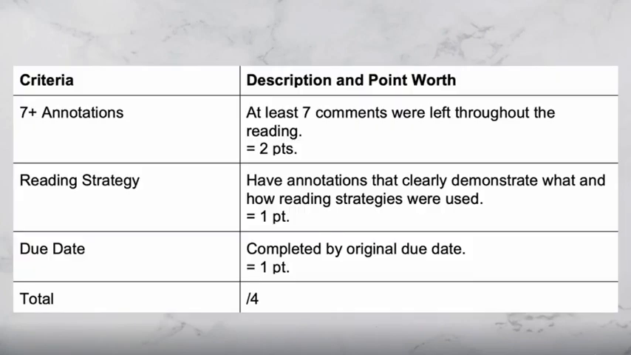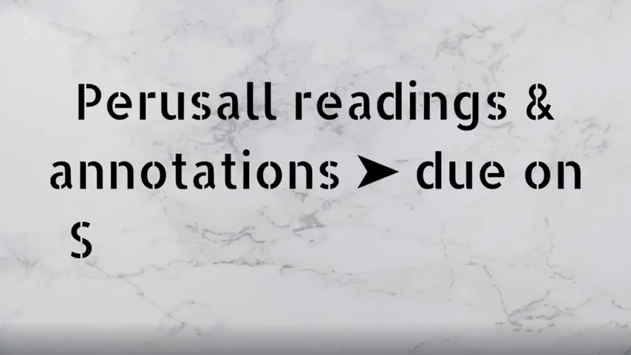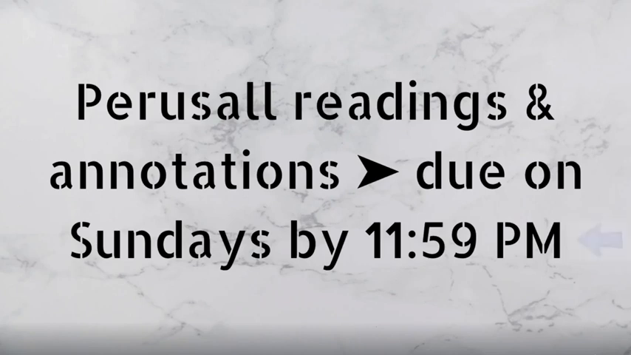Each Perusall reading and annotations is worth 4 points. This is an example. If you leave 7+ annotations and those 7 comments were left throughout the reading is 2 points. Reading strategy, have annotations that clearly demonstrate what and how reading strategies were used, that will be 1 point. And if completed by the original due date, that will be 1 point, for a total of 4 points. Now the due date for all the Perusall readings and comments are due on Sunday by 11:59.